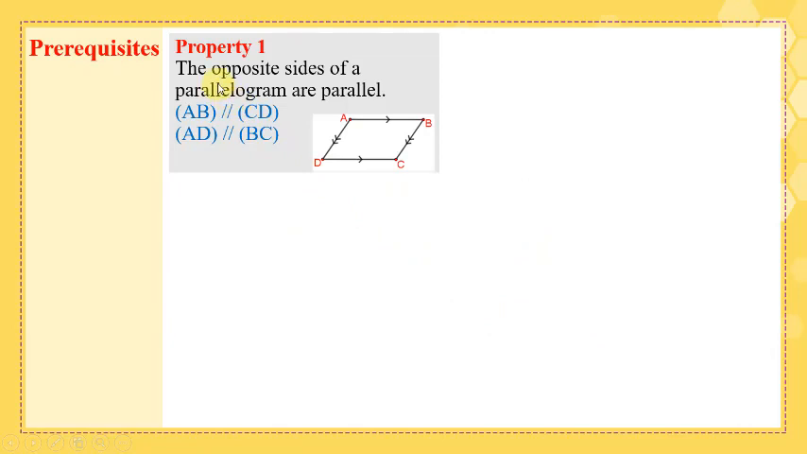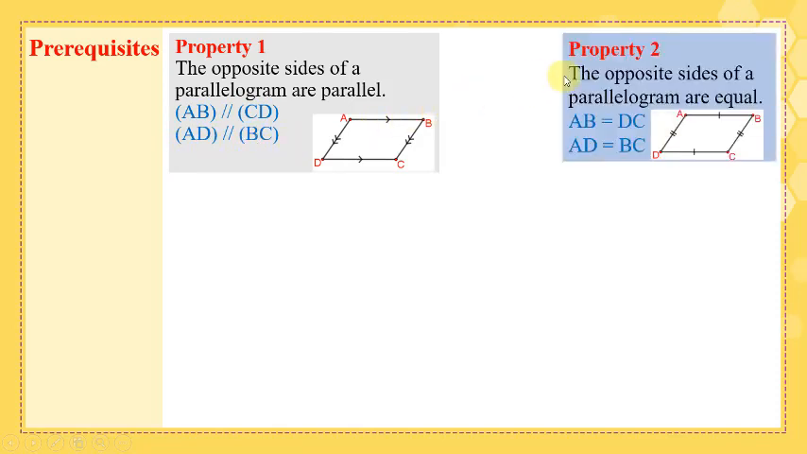Let's review the properties of a parallelogram. Property 1. The opposite sides of a parallelogram are parallel. In this figure, ABCD is a parallelogram. Then, its opposite sides AB and CD are parallel. Its opposite sides AD and BC are also parallel. Property 2. The opposite sides of a parallelogram are equal. In this figure, ABCD is a parallelogram. Its opposite sides AB and DC are equal. Its opposite sides AD and BC are also equal.